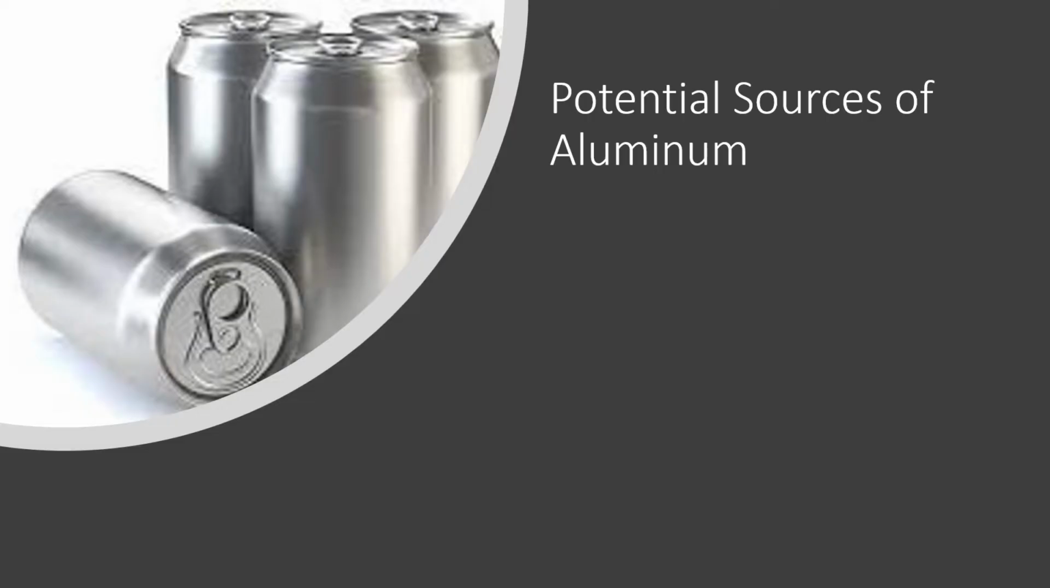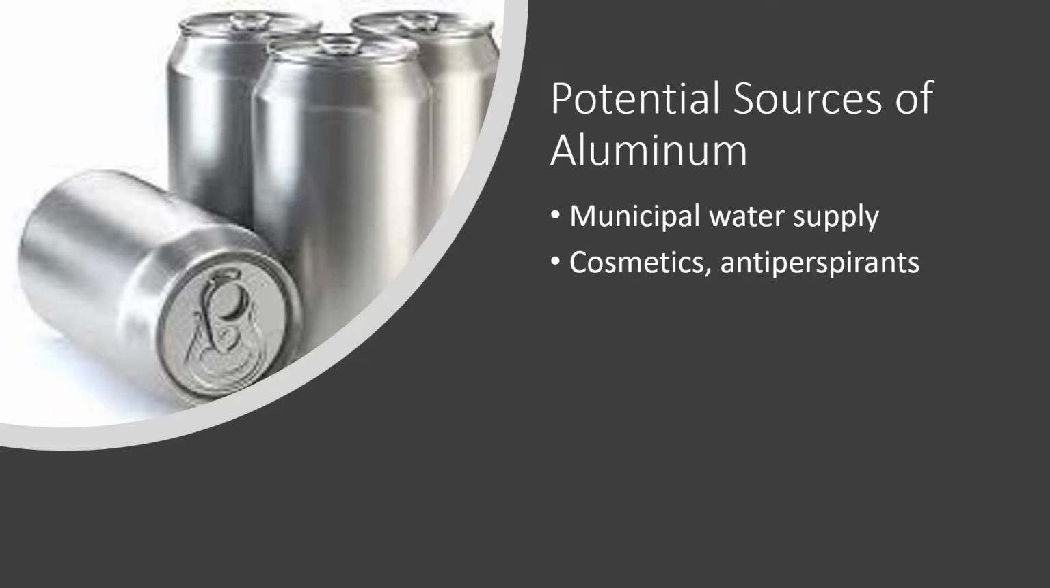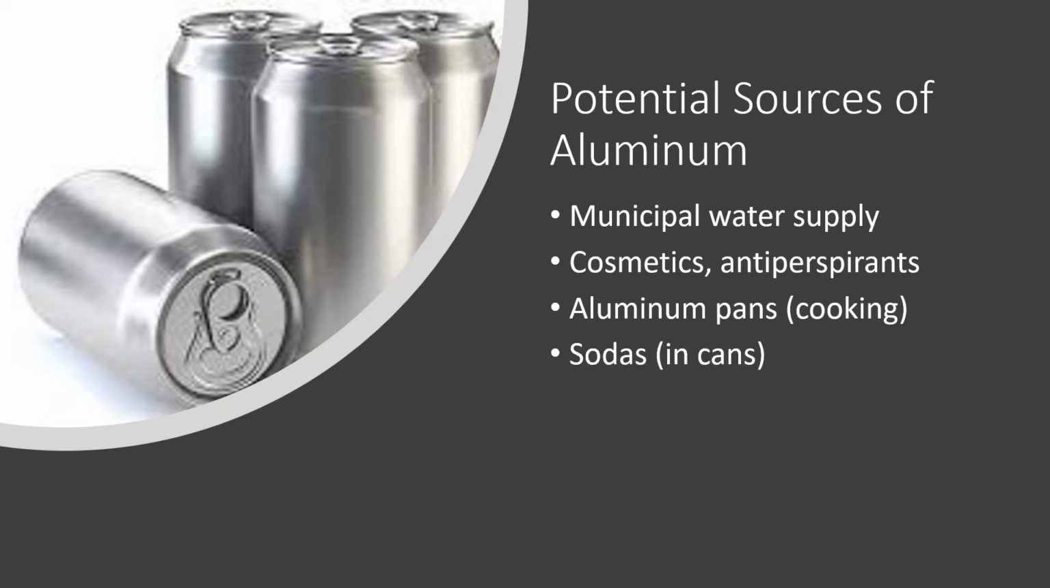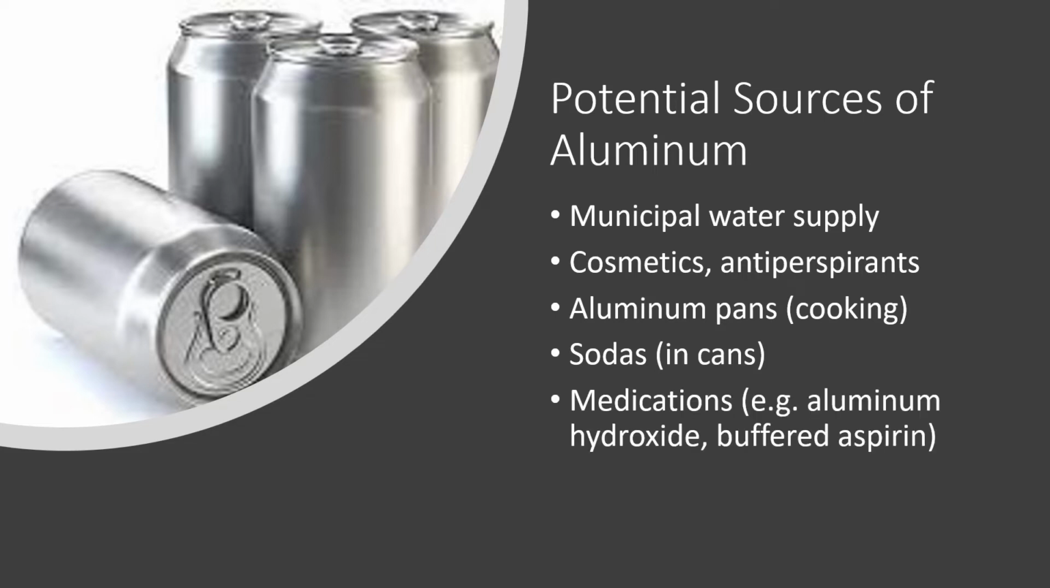All of us are frequently exposed to aluminum. You get aluminum when you drink the municipal water, if you use cosmetics and antiperspirants, most of which contain aluminum. The aluminum can be absorbed transdermally into our bloodstream. If you cook using aluminum pans, you'll consume some aluminum as a consequence. If you drink sodas in cans, you're drinking aluminum that's in the soda. And finally, if you use certain medications, like antacids commonly contain aluminum hydroxide, or if you use buffered aspirin, all of us are constantly consuming or being exposed to aluminum.